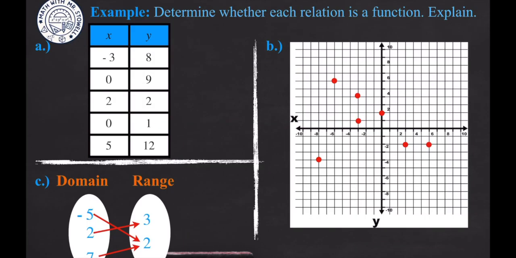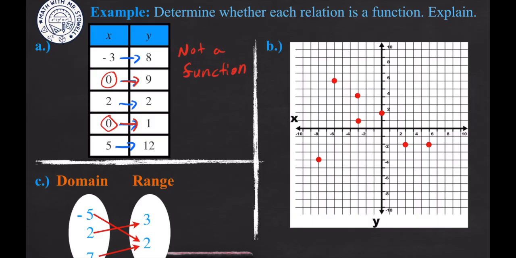In this example, we're asked to do the same thing. We're determining whether these are functions. So let's check. -3 goes to 8, 0 goes to 9, 2 goes to 2, 0 goes to 1, 5 goes to 12. You may say, oh, well, that's good. However, our issue becomes at the 0. Notice we have 0 twice on the x value. Because we have 0 twice on the x value and it goes to 2 different numbers, we do not know if 0 goes to 9 or if 0 goes to 1. So this is not a function.